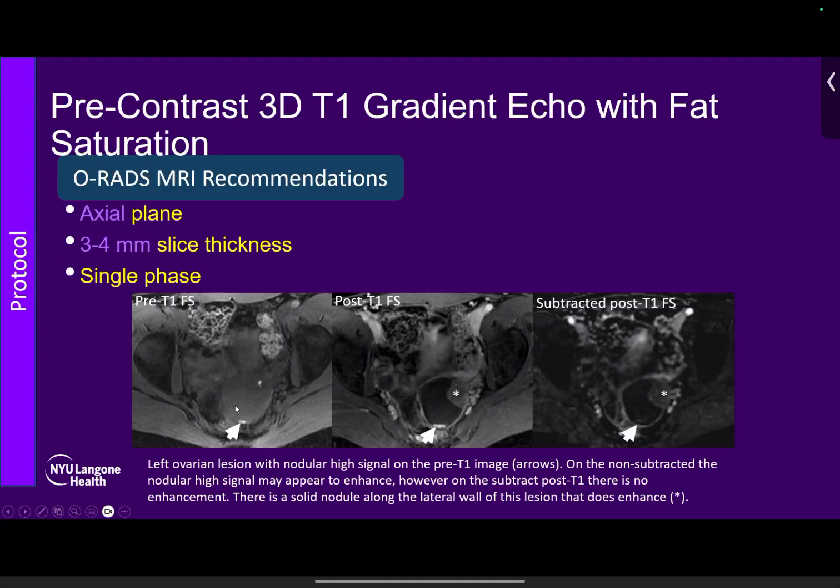So this is an example. This is pre-contrast on the left here. You can see that there's some T1 hyperintensity nodules posteriorly in this adnexal lesion. Post-contrast, that is also persistently bright, and on subtraction, those subtract out. So those are just some either hemorrhagic or proteinaceous signal there. So it's important to also have the subtracted post as well if you do perform contrast enhanced sequences.